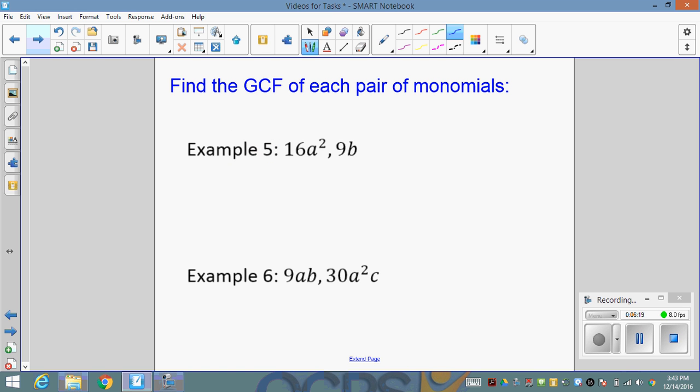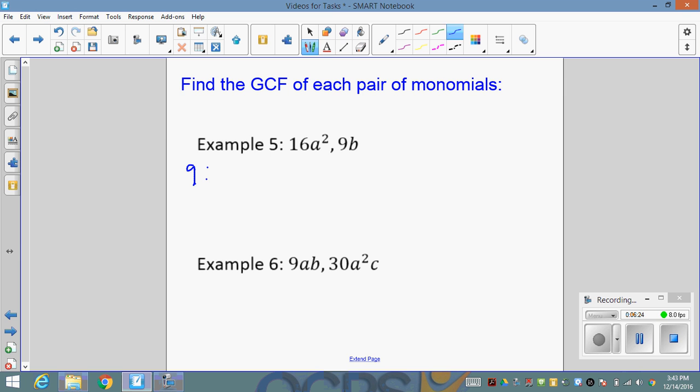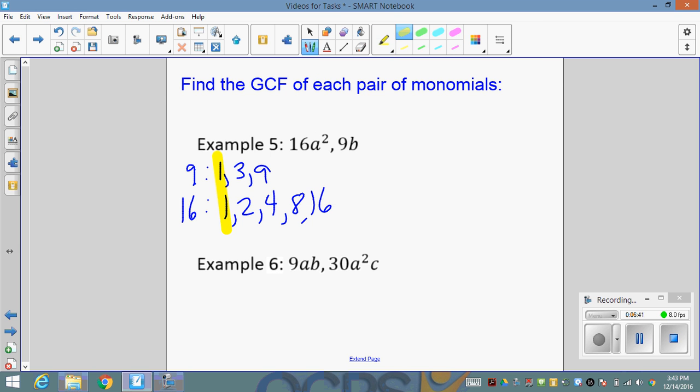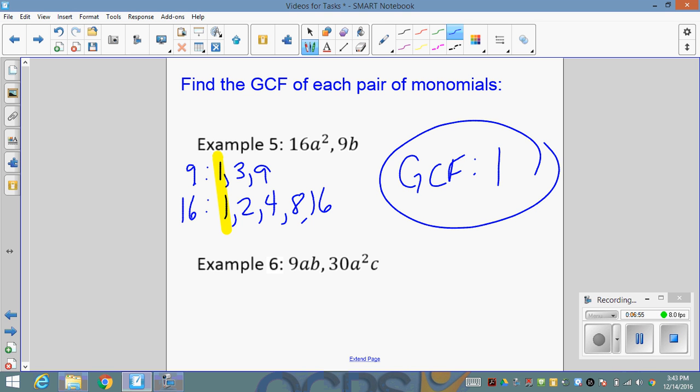We're going to look at 2 more examples. Okay, 16 and 9. So let's start with our smaller number, 9. We've got 1, 3, and 9. 16, we've got 1, 2, 4, 8, and 16. Again, I know I'm fast at that. You'll get better at it. My only common factor is 1. So my GCF is going to start with a 1. Now, I look at my variables, a squared and then b. A is not common, b is not common. So that's my GCF. It's just 1. My greatest common factor there is 1.